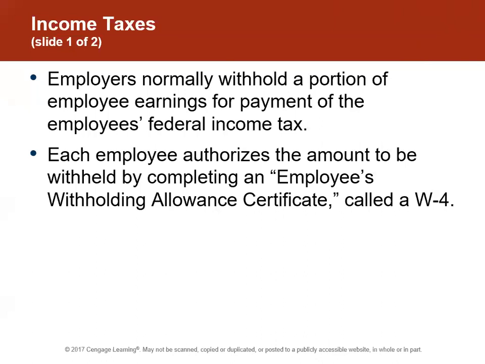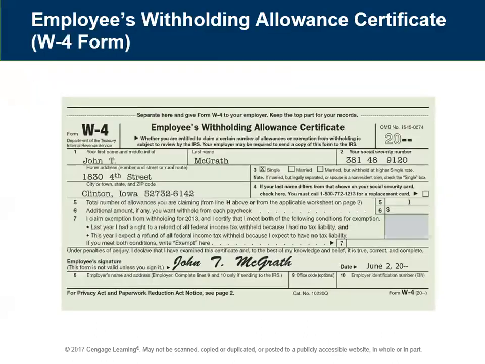Each employee fills out a W-4, which helps calculate how much federal income tax is withheld. It's when you say you're single or married and how many people are dependent upon you, and that factors into how taxes are calculated. Again, we're not going to go into that.